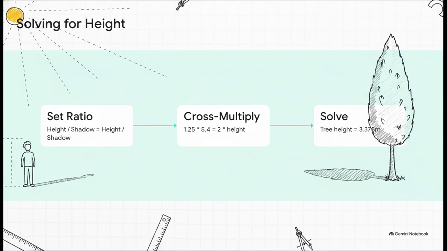Step 2, we cross multiply. So 1.25 times 5.4 gives us 6.75. Finally, step 3, we simply divide that 6.75 by 2 to isolate the tree's height. And the result? The tree is exactly 3.375 meters tall. No ladders, no climbing gear required, just the pure power of geometric proportions.